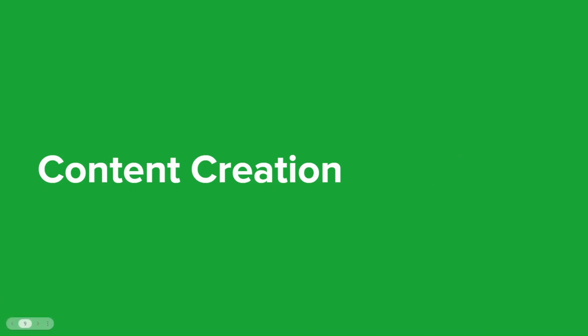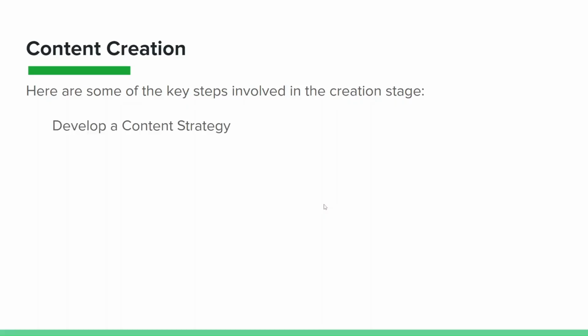The next phase then is content creation. In this phase, you'll create the text, images, and other media that will be included in the website. This can involve some copywriting, sourcing images or videos, and creating graphics or other visual elements. The content creation stage is a critical part of the website development process as it involves creating the text, images, and other media that will be featured on the site. Here are some key steps involved in this content creation stage.